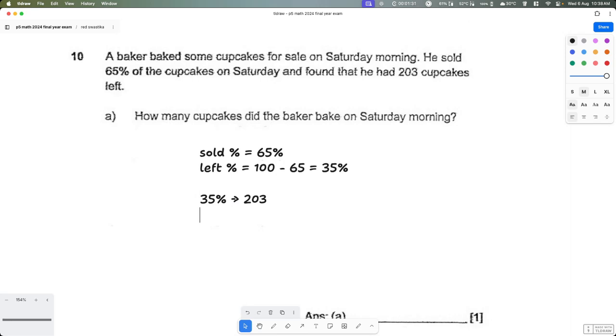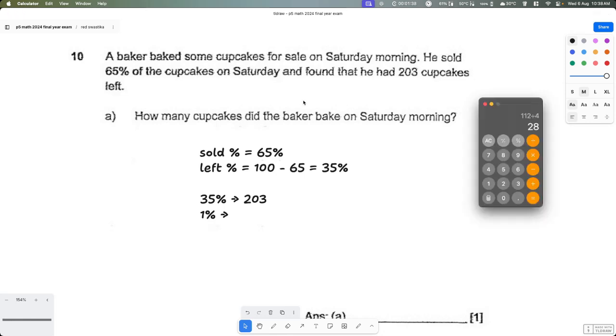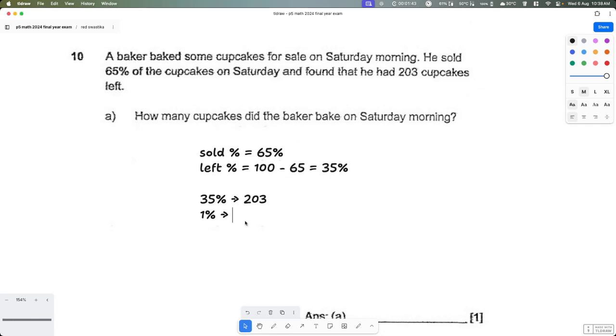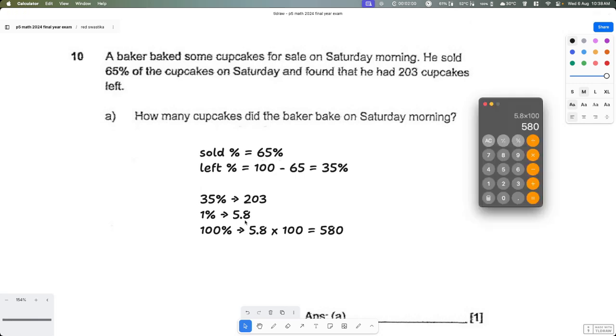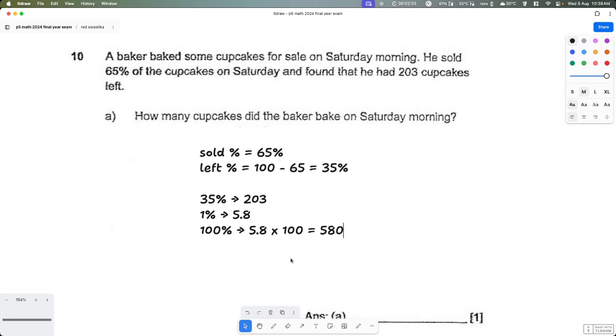So 1% is equal to 203 divided by 35, which is 5.8. And then 100% would be equal to 5.8 times 100, which is 580. So double check, times 100, 580. So the answer to this is 580 cupcakes.